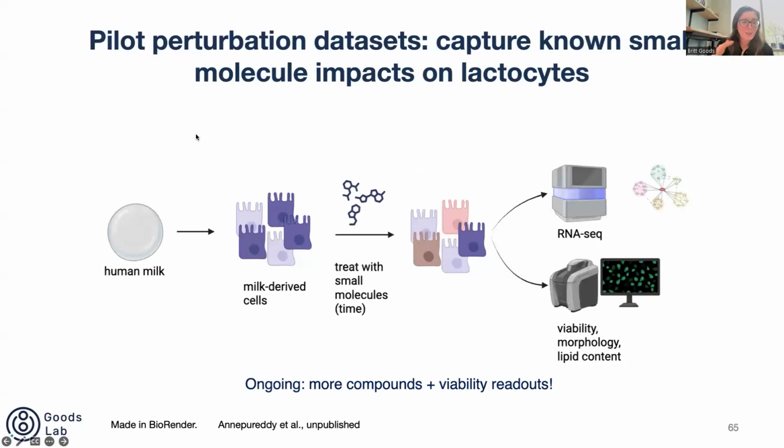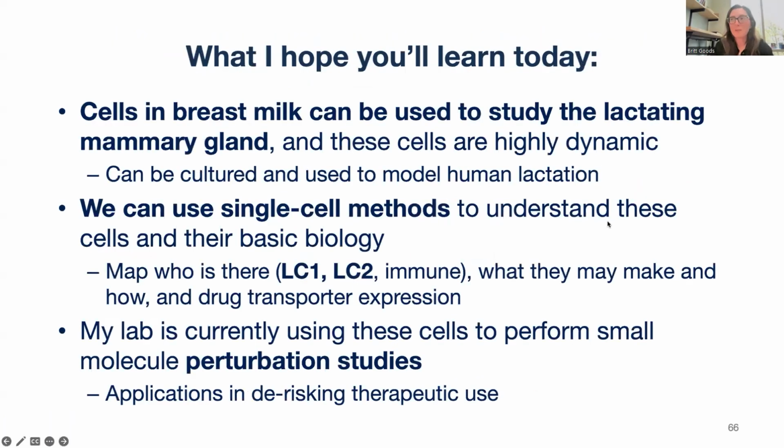So just to bring it back to what we're doing, ongoing, we're looking at more compounds, and we're also trying to link viability and lipid content so that we can assess how these compounds are impacting those features of lactocytes too. And then eventually the goal will be to use these data sets to build predictive models that can let us figure out if small molecule compounds are going to affect milk composition and lactocyte function.